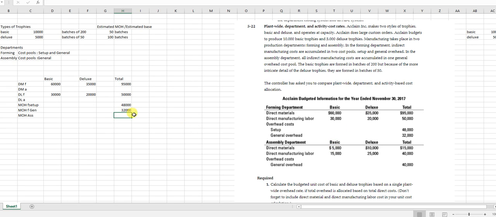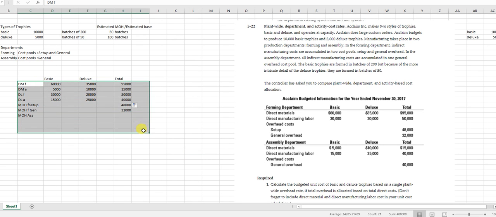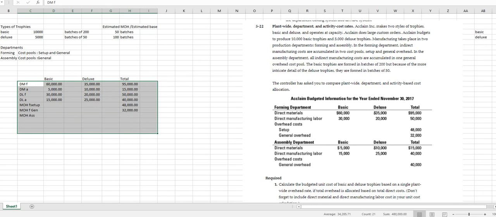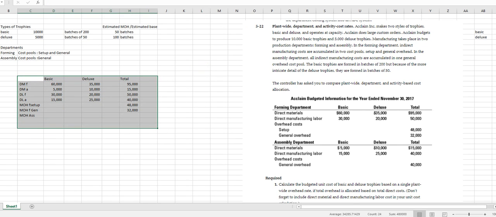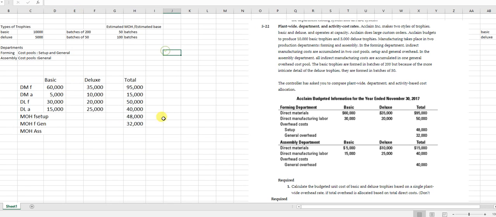Okay, then I can go to the assembly department, and I'm getting 5,000 of direct materials and 10,000 for the deluxe. Okay, and then for direct labor, I'm getting 15,000, and I'm getting 25,000. So now you can see I have my costs. So far what I've done is simply listed the costs, and I know it's direct materials, direct labor, and just a second, I have 40,000 to split.